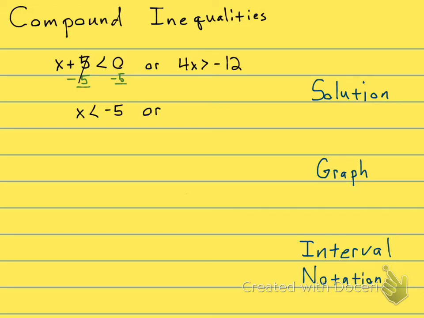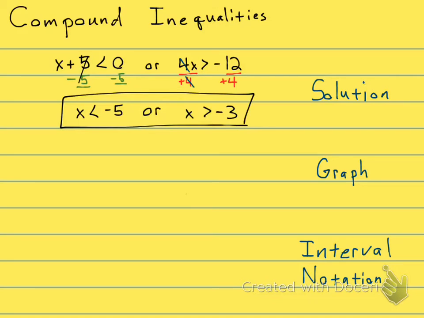So to get the x by itself, we need to divide both sides by a positive 4. Just dividing by a positive, okay? We don't need to switch this over. All right, my 4's will reduce. So x is greater than negative 3. Okay, this is my solution.